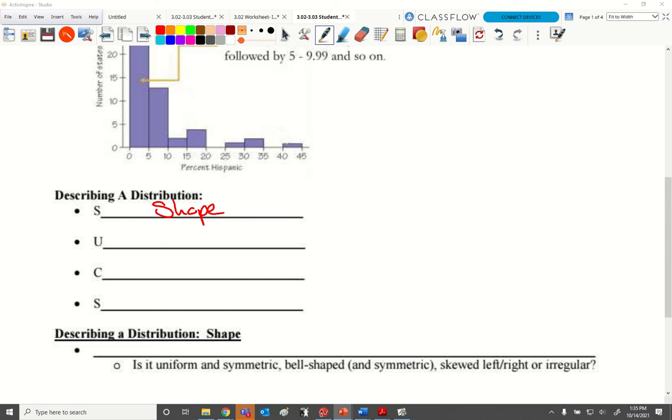Okay, yeah, shape. And then it goes unusual items. The next one is center. And my last one is spread. So for here, we're going to go through and describe the shape of the distribution that we have right there. So going back up to this one.